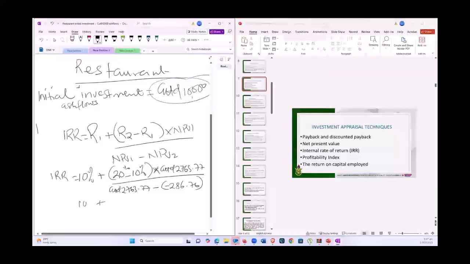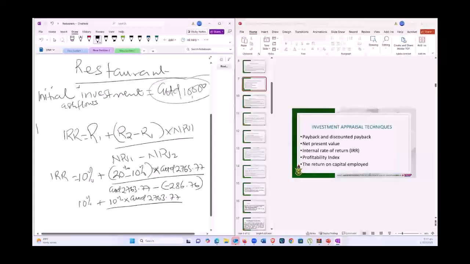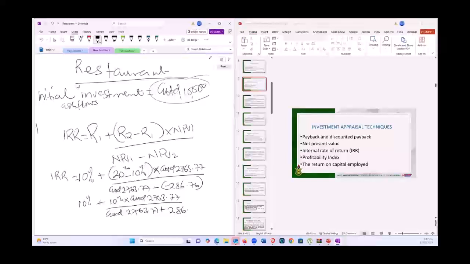It will be 10 plus 10% times 2763.77 over 2763.77 plus 286.76. So summarize for us.